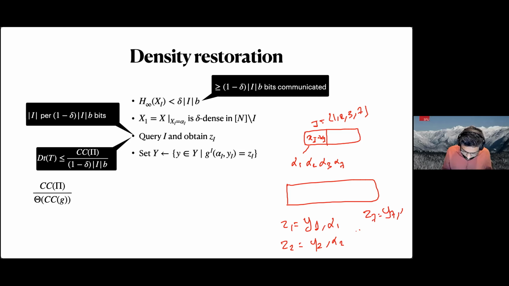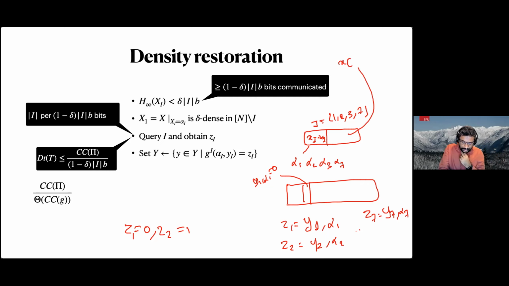Once we query, maybe we get the answer that Z_1 is 0, Z_2 is 1. Then what we need to ensure is that we only keep those Y where Y_1 alpha_1 is 0. This suddenly removes quite a lot of Y's from our set of inputs Y. And we also want to make sure, by doing density restoration, that X on n minus I is delta dense.